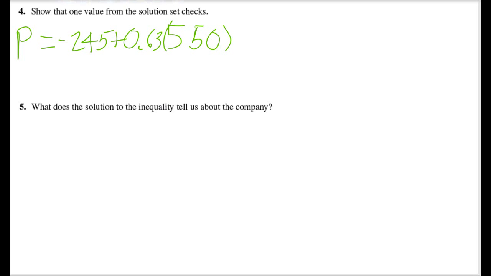So question 4, show that one value from the solution set checks. So 548, I'm going to try 550 just for a round number. So let's say we assume we sell 550 snow cones. We're going to multiply that by 0.63, and we're going to add negative 245. And that's going to give us the profit. And you'll notice I'm using an inequality here because we're checking to see what we're doing.